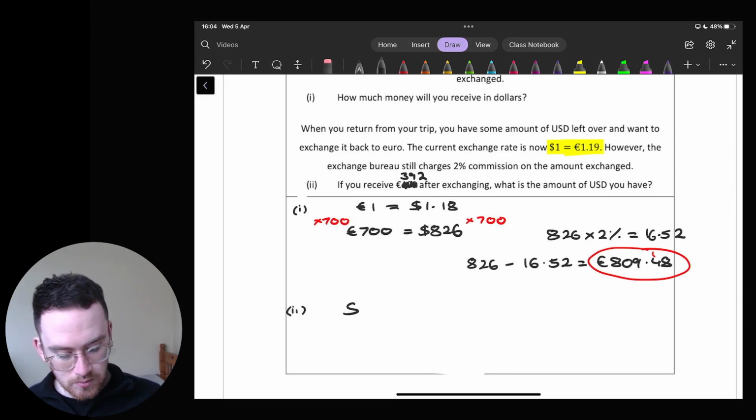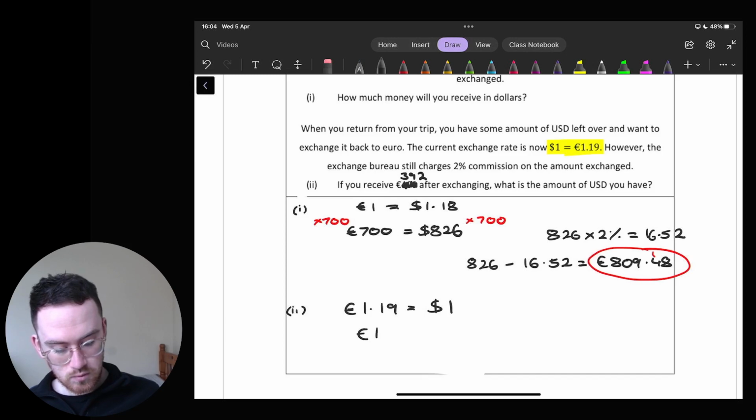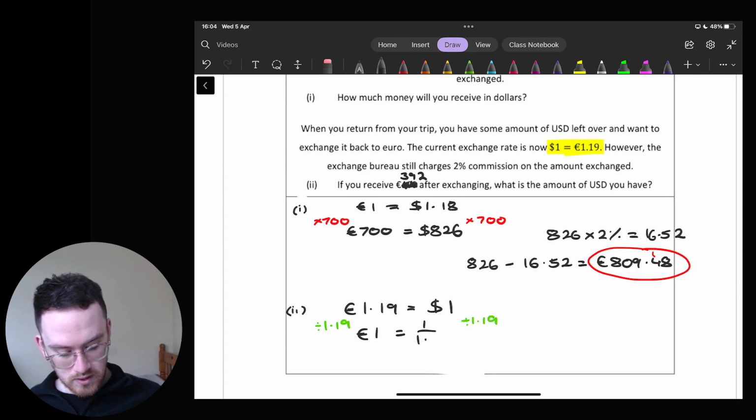So let's set it up. We put the one that we have on the left hand side. So €1.19 is equal to $1. Now, obviously we find €1 first, which means I divide this side by 119, and I would do the same to the other side. So I get 1 over 119. Now I don't have €1.